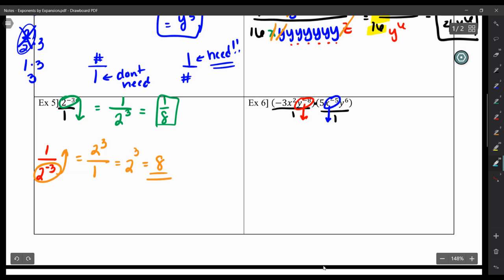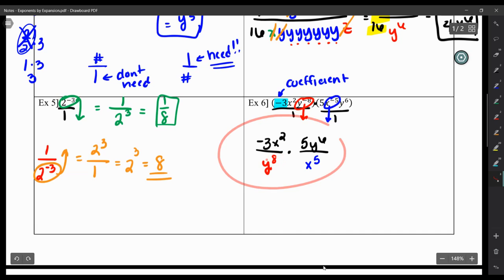Now, the negative 3 out front is fine. That is not an exponent. This is a coefficient, and coefficients are allowed to be negative. Negative 3 just means a subtraction of 3. So those are fine where they are. So this first fraction is now negative 3x squared divided by, and in the denominator is y to the positive 8, times the second fraction is 5y to the 6th over x to the positive 5. So now that we have changed our negative exponents to be positive, this is something that we can work with.